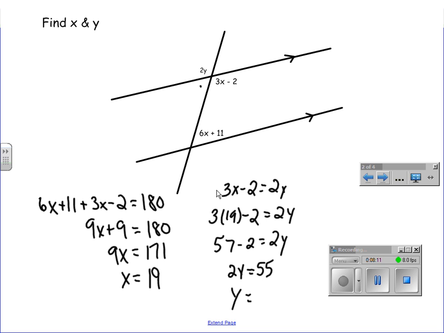Close. 2 goes into 55 how many times? 27.5. Oh, okay. Do it all at once. I'm going to walk you through it, but good. So y equals 27.5. Any questions?